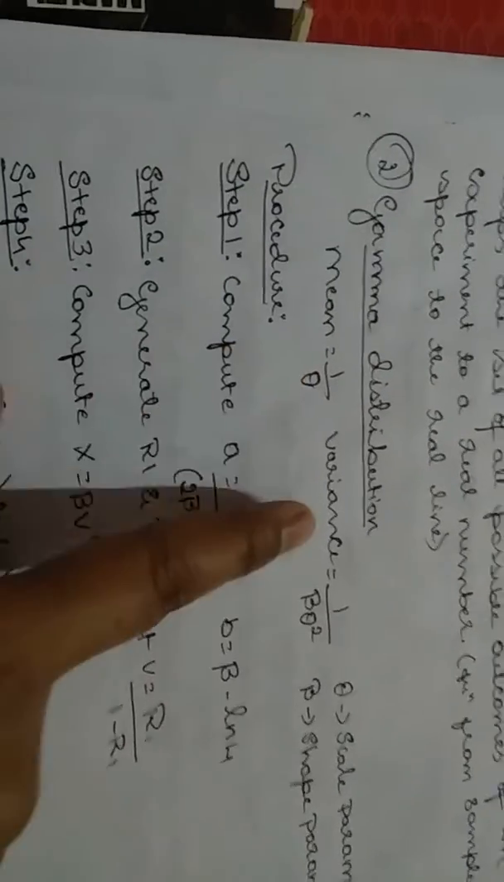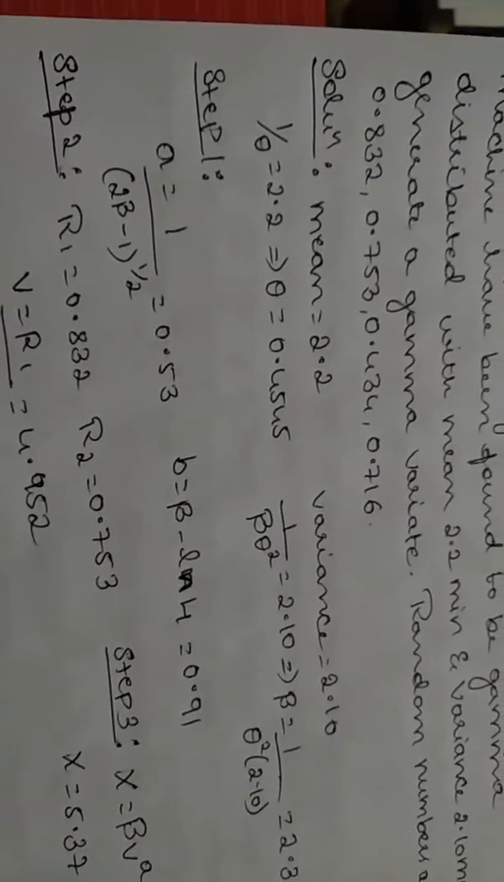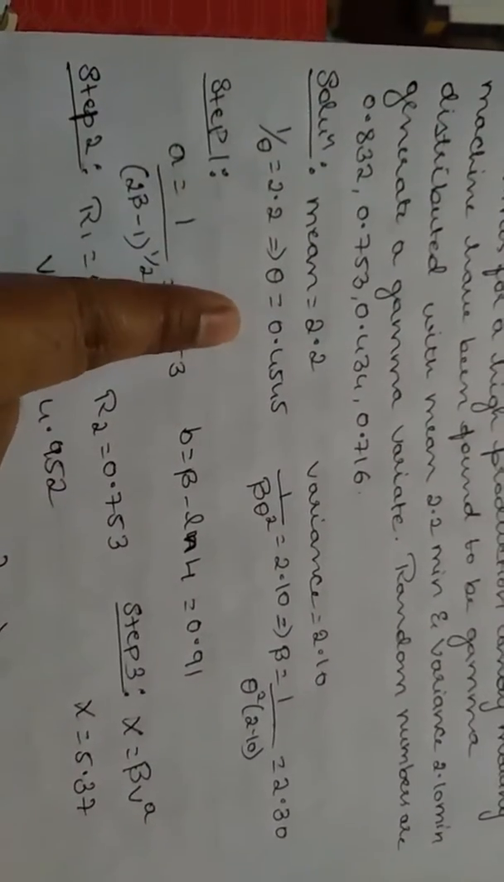From the mean we always have to find theta, and from the variance we always have to find beta. Beta is called the variance and theta is called the mean. You have to remember this, it is very, very important. Here mean is given as 2.2. I am solving this for theta: 1 by theta is equal to 2.2, then theta is equal to 0.4545.